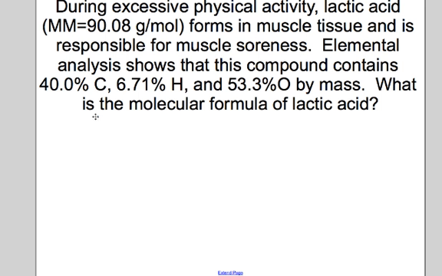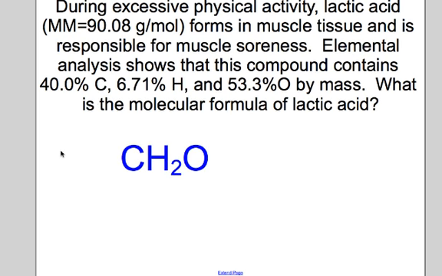Well, you guys remember that if you're solving for empirical formula, you drop the percentage, and you write grams, grams, and grams. Then you convert grams to moles, grams to moles, grams to moles, and then you divide them all by the smallest number to get your mole to mole to mole ratio. And when you do that, you get CH2O.